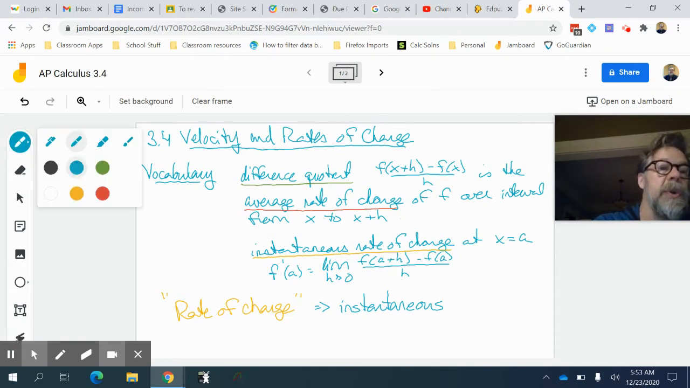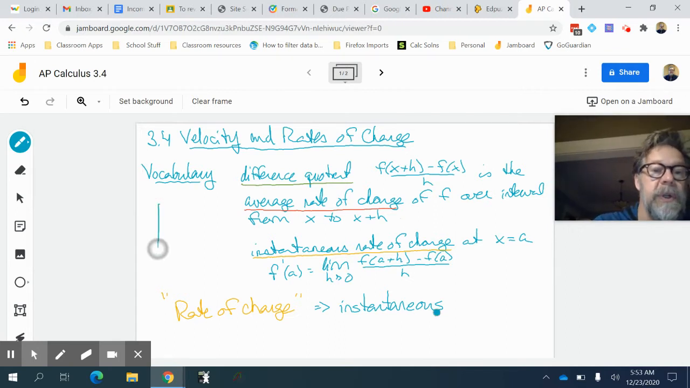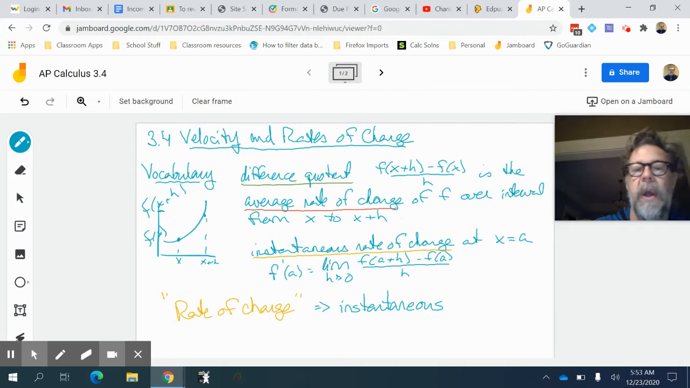If we wanted to, we could very quickly sketch our little graph. You guys have seen this before. There's x plus h, and of course this is f of x plus h, and this is f of x. So we've got our change in y as we change x. Instantaneous rate of change is the limit of that quotient as h gets closer and closer to 0.